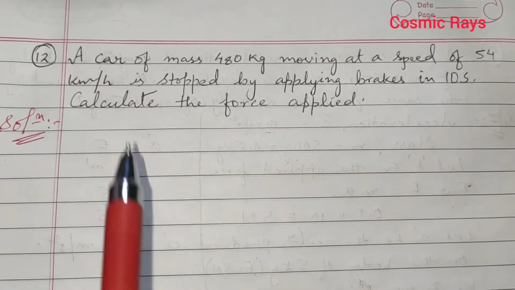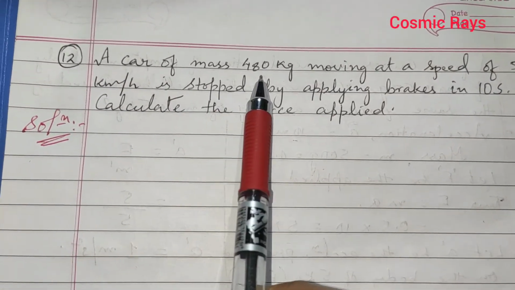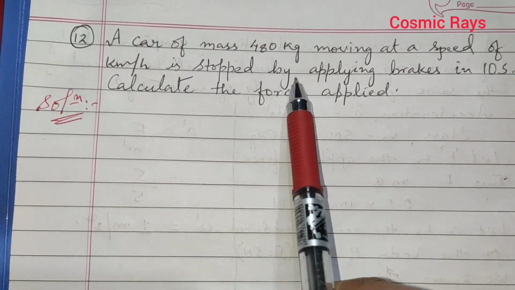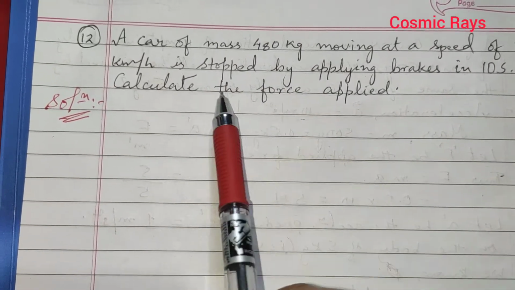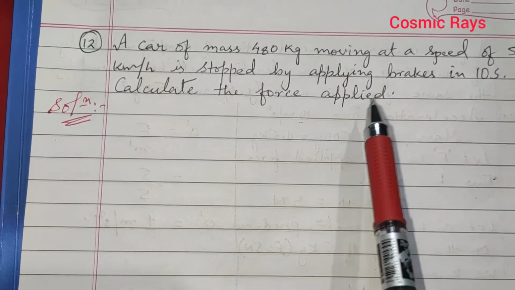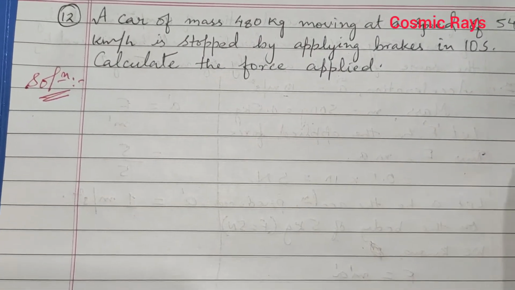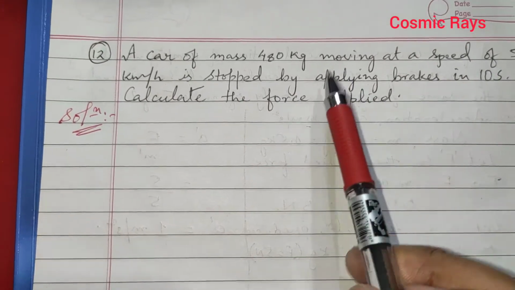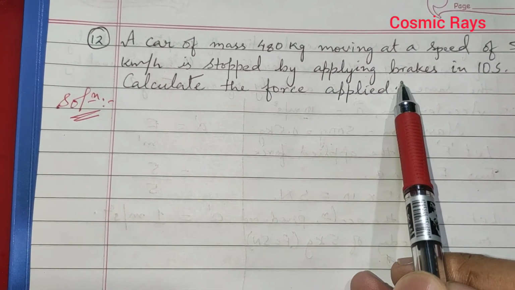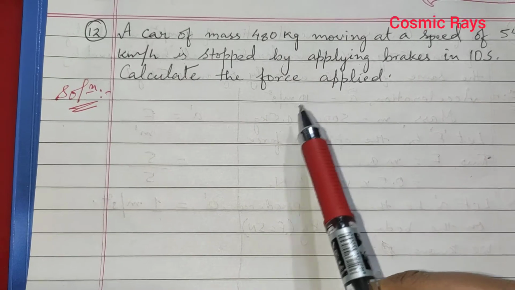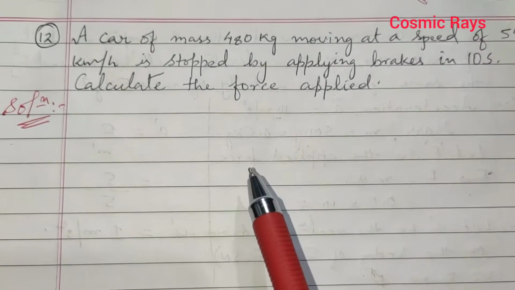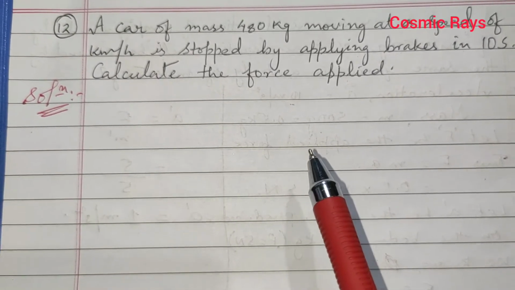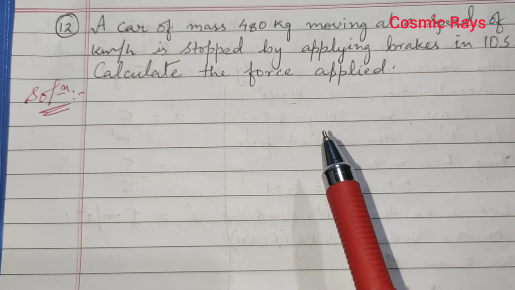Now we try question number 12, which says a car of mass 480 kg moving at a speed of 54 km per hour is stopped by applying brakes in 10 seconds. Calculate the force applied. So either we can use the formula F equal to ma, for which we will need to calculate acceleration separately. In this case it will be retardation because the brakes are applied. Or you can do it in a single equation like we did in the previous one, that force is equal to m, and instead of acceleration you write the formula for acceleration v minus u upon t.